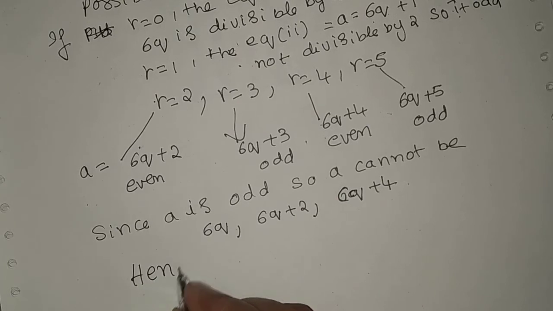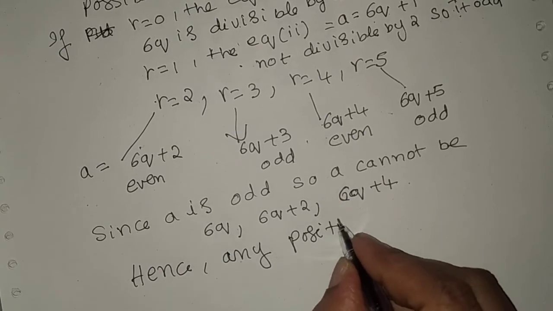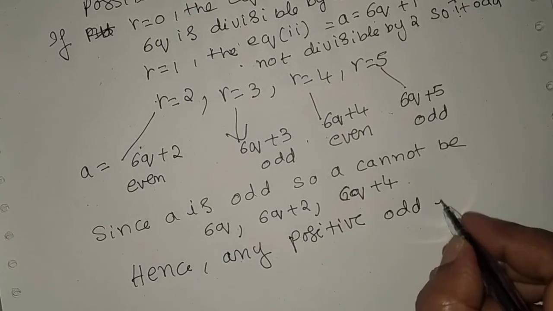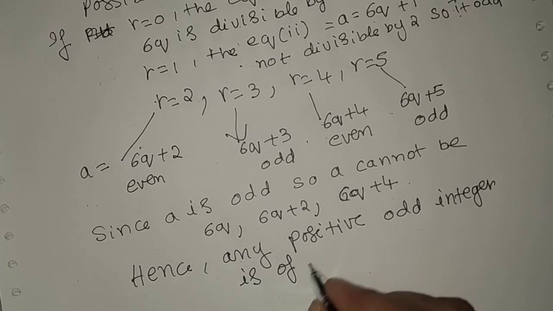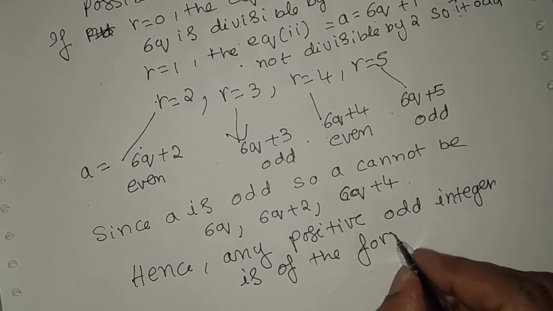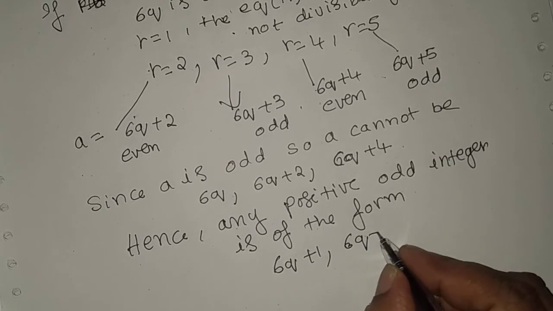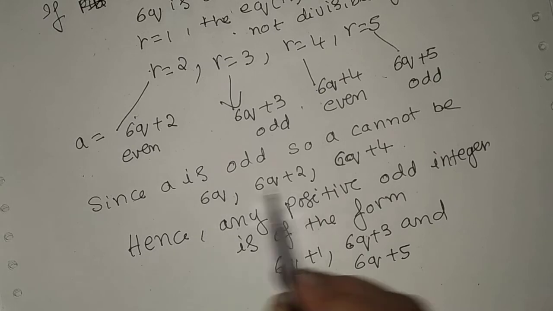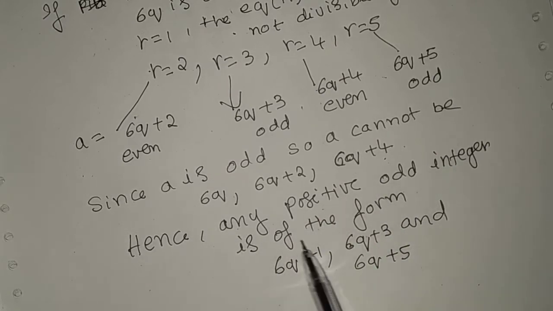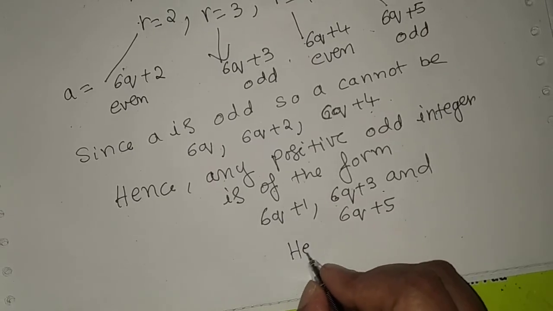Hence any positive odd integer is of the form 6q plus 1, 6q plus 3 and 6q plus 5. It cannot be in any other form. So hence any positive odd integer is of the form 6q plus 1, 6q plus 3 and 6q plus 5. Hence proved.